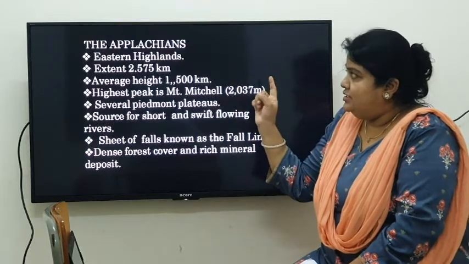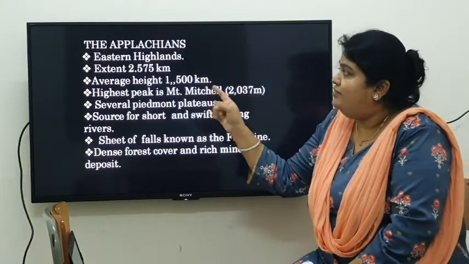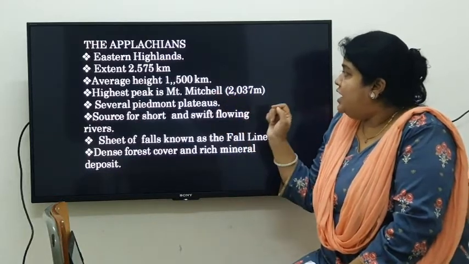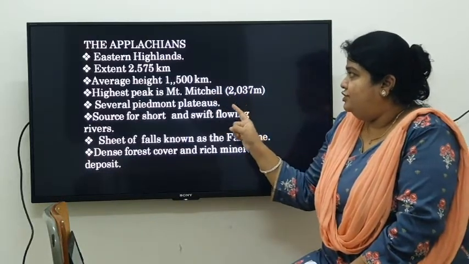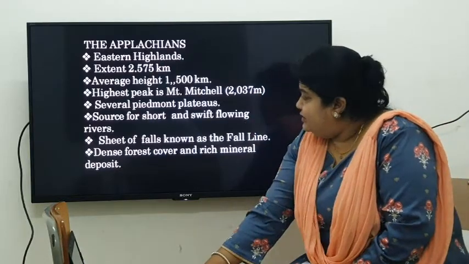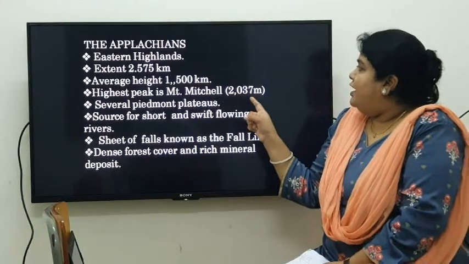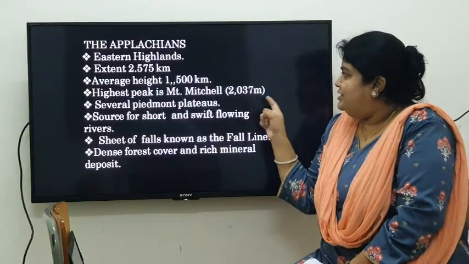They are also known as Eastern Highlands. Its extent is 2,575 kilometers. Average height is 1,500 meters. The highest peak in this mountain range is known as Mount Mitchell. We'll check the picture of it. This is Mount Mitchell, whose height is 2,037 meters.